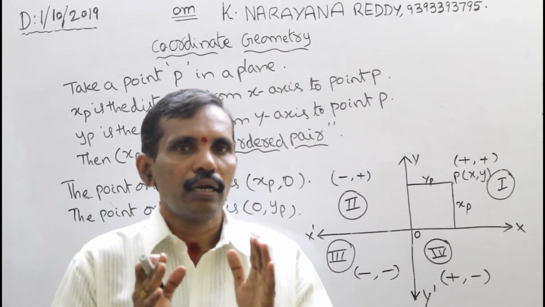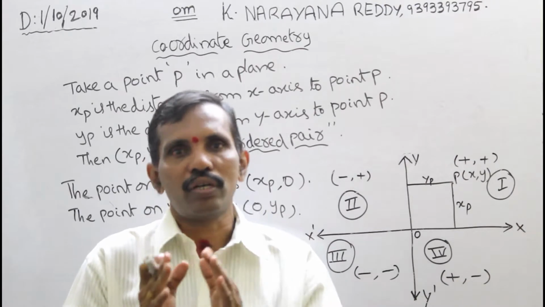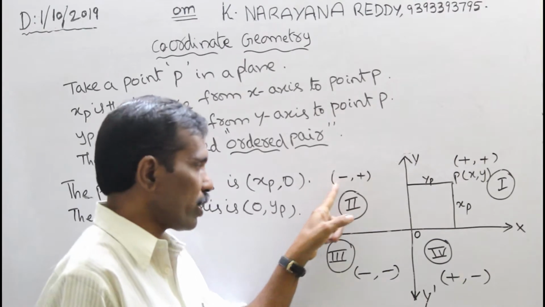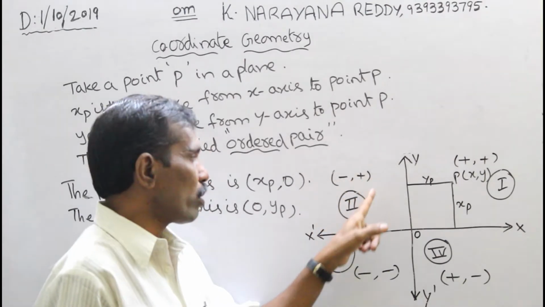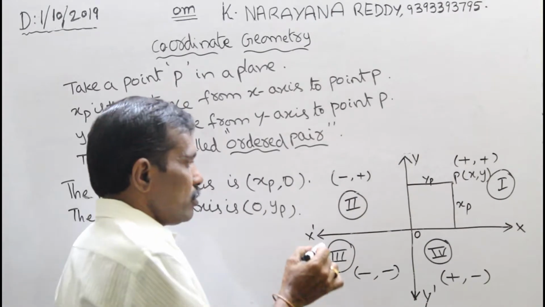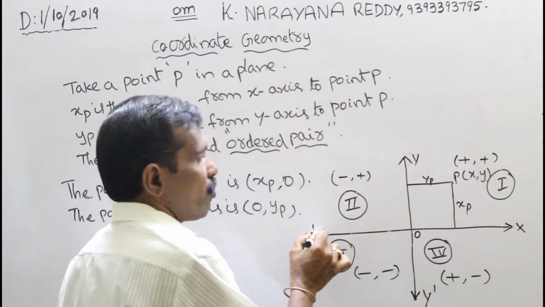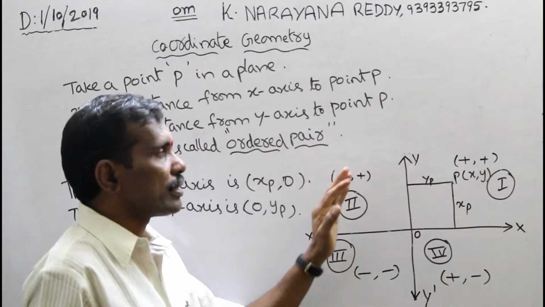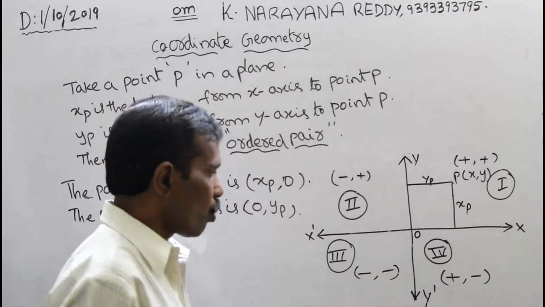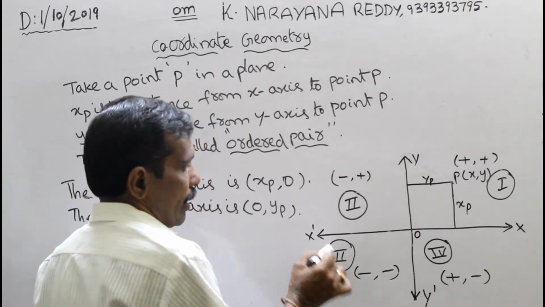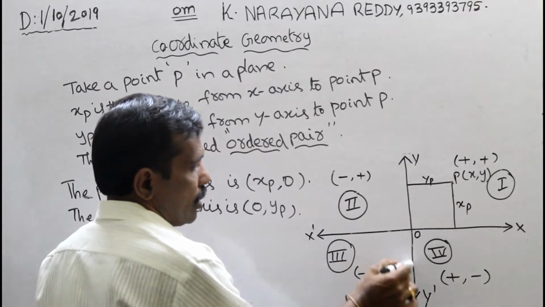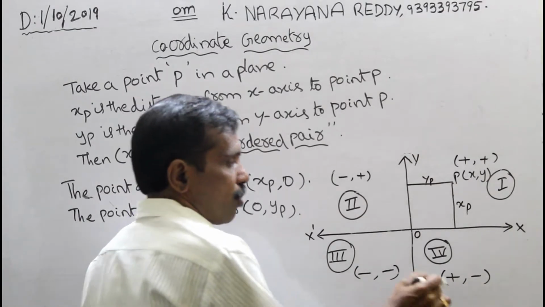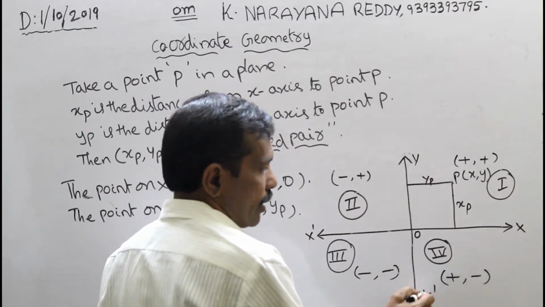We don't take y coordinate and x coordinate first. Yes or not? That is why the first coordinate is x, the second coordinate is y. That is why here x contains a negative value, and y a positive value. That is minus plus, that is the second quadrant. Then comes the third quadrant. x is minus, y is minus. That is why minus minus. That is the third quadrant. In the same manner, in the fourth quadrant, x is plus, y is minus.